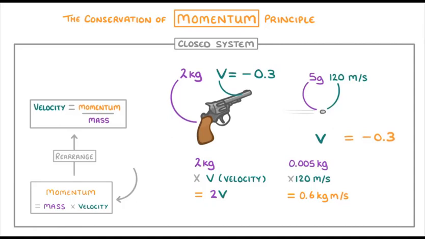And remember, the fact that it's negative means that it's effectively going backwards. Or in other words, it's going in the opposite direction to the bullet.